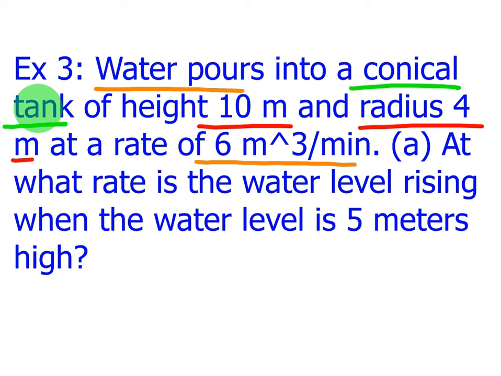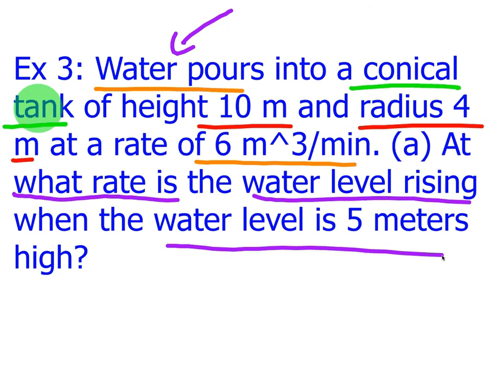Here's the question. At what rate, so again, we know this is a related rates problem because we have water pouring in for one rate, and then the question we're asking is at what rate is the water level rising when the water level is 5 meters high? Okay? So it's like example 1 in that we're trying to figure out the rate at which the water level is rising, but it's a cone now. That means the picture is going to be different.